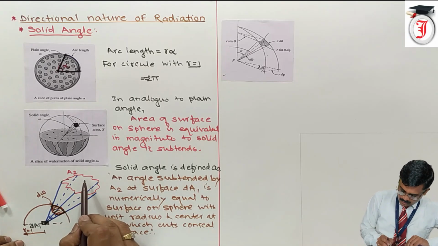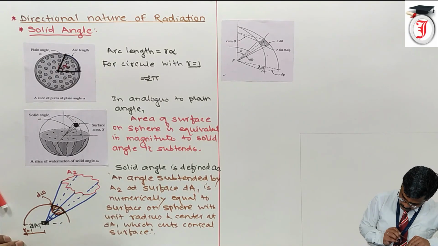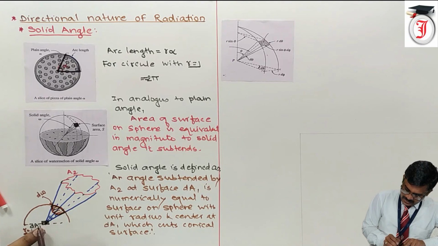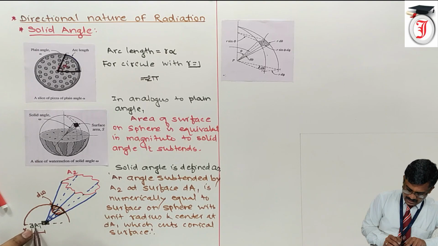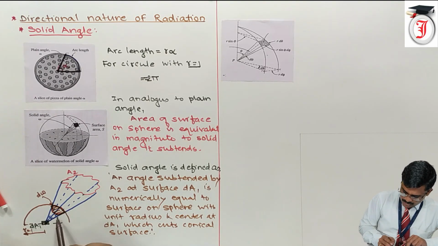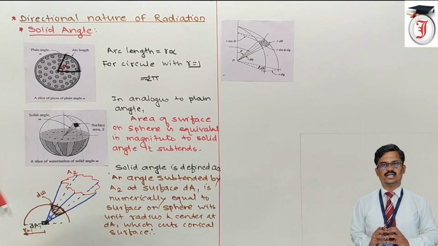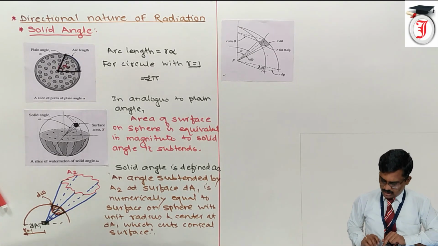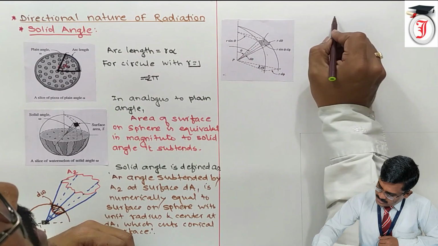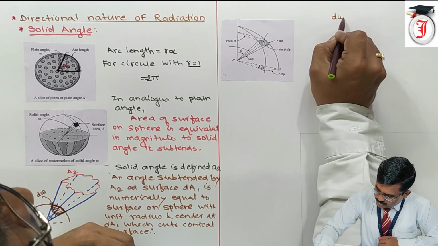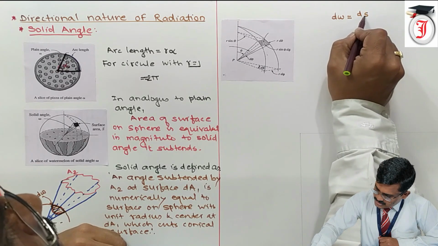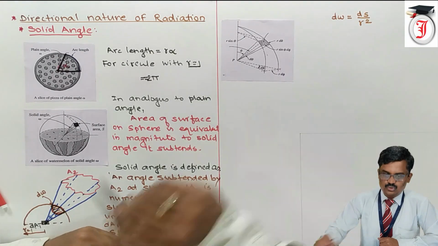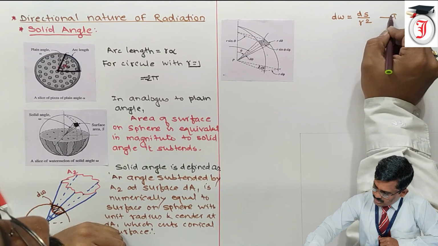Once again I repeat, the solid angle subtended by this surface area A2 at this elementary area dA1 is equal to the surface area on a sphere with radius equal to 1 and center at dA1, which cuts the conical surface. That is called solid angle. This solid angle is denoted by d omega, which is equal to ds upon r square, where ds is the elementary surface. Let us consider this as equation number 1.